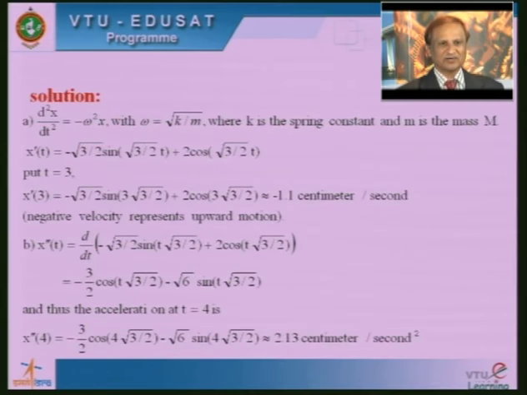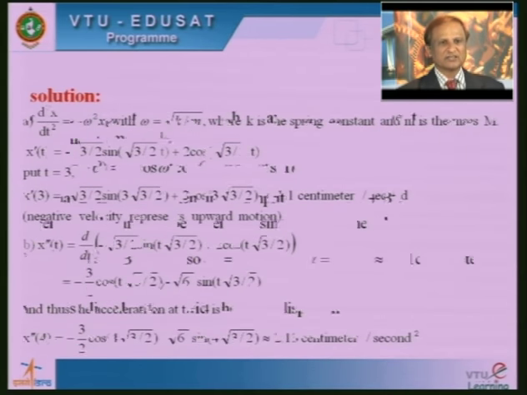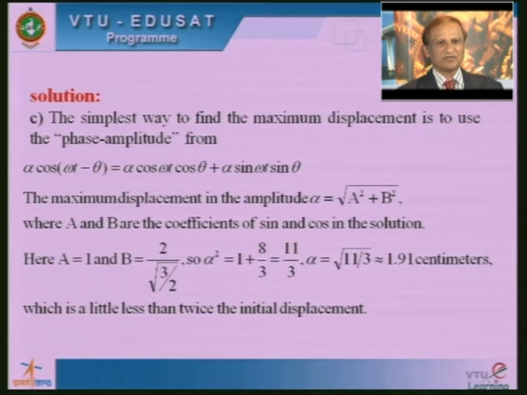How do we calculate? You know the solution, and we have obtained the first and second derivatives, from which we have obtained velocity and acceleration. The third and simplest way to find maximum displacement is to use the phase amplitude. Yesterday in one problem I have already discussed this. The solution can be written down in this form.